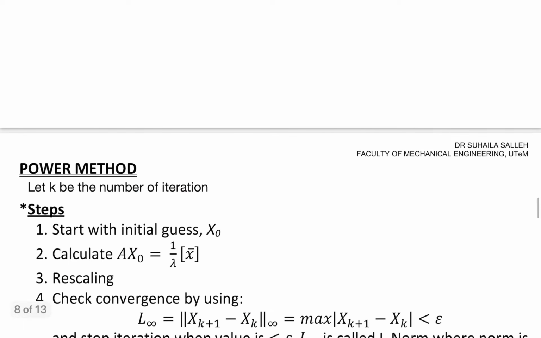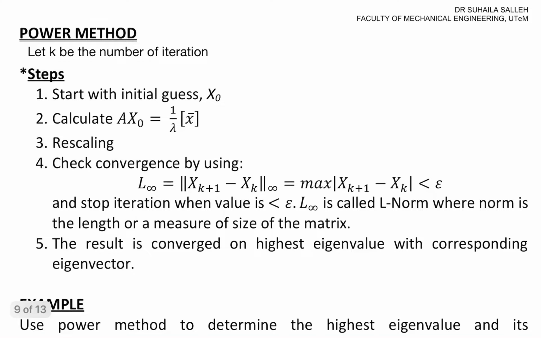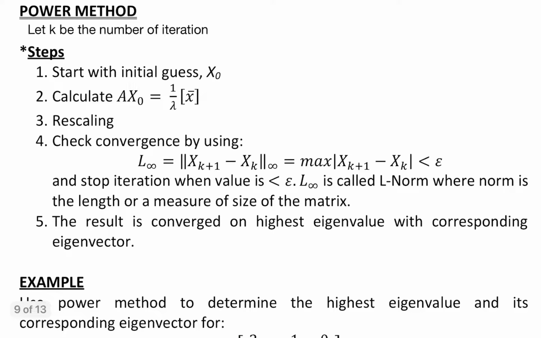I'm going to go straight into the steps here for the power method. Make a note that this is an iterative method. That means we will have iterations and we will deal with approximations. Now, let's look at the steps. Let k be the number of iterations. The first step is we start with an initial guess, that would be x0. If the initial guess is not given, let's say we are considering x1, x2 and x3, we always start with 1, 1, 1.